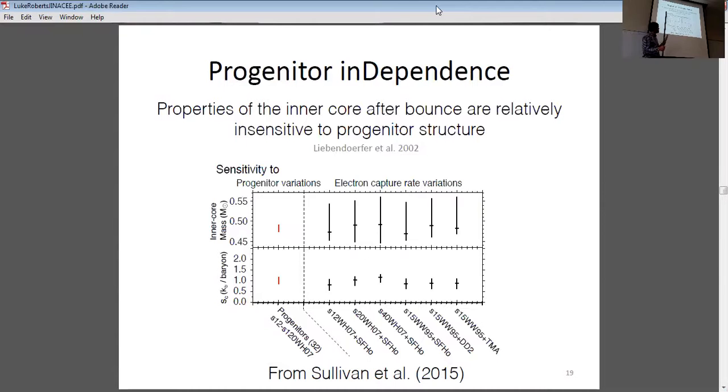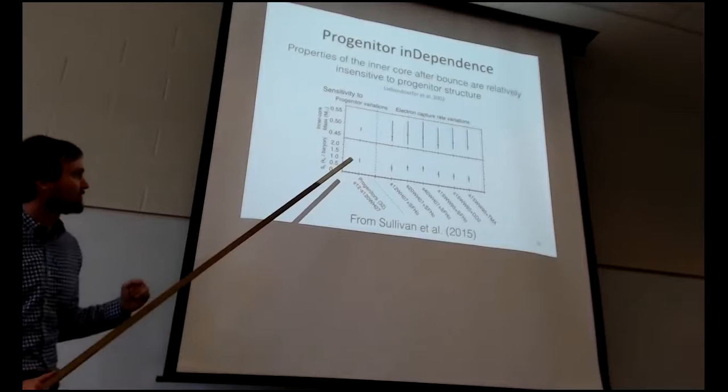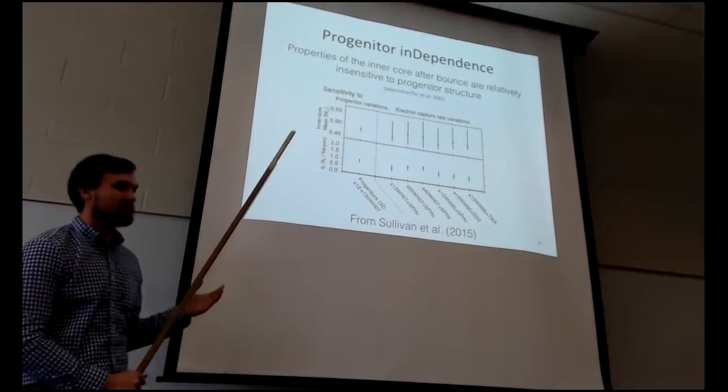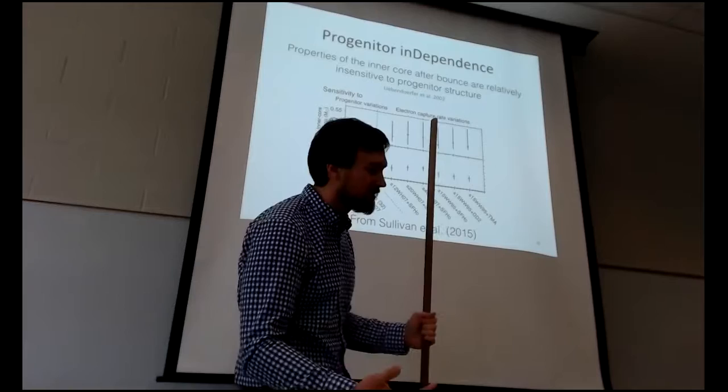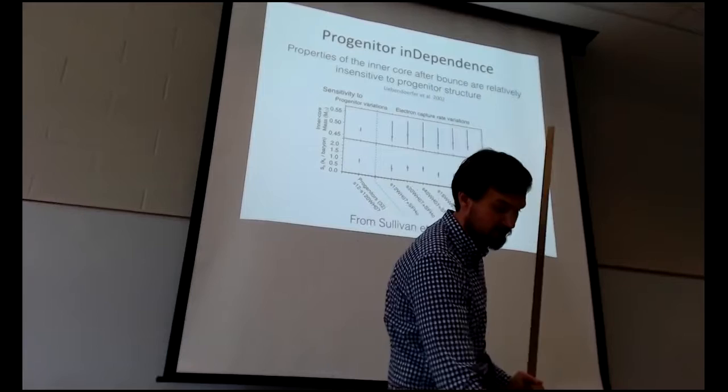This has been pointed out for a while, and Chris has done some nice work on this recently, looking at how much, really he's looking at these electron capture rate variations, but he looked at quite a number of progenitors, and you see that there's actually a very small variation in the core properties with progenitor mass. And if you looked at what the homologous core mass is, this region that's not shocked, that also depends fairly weakly. So really these things are pretty independent of progenitor structure for a fixed protoneutron star mass.